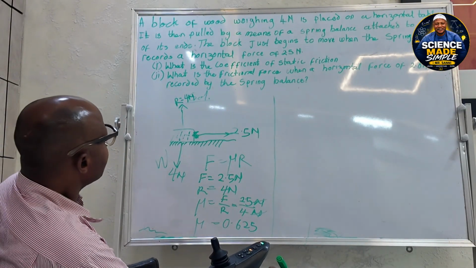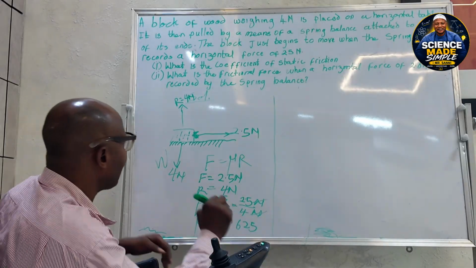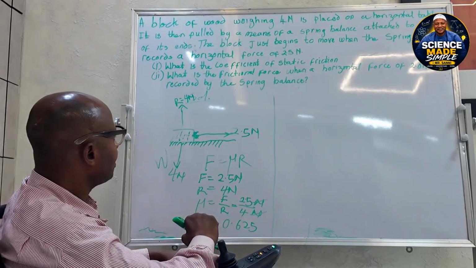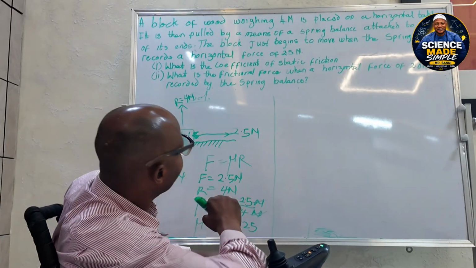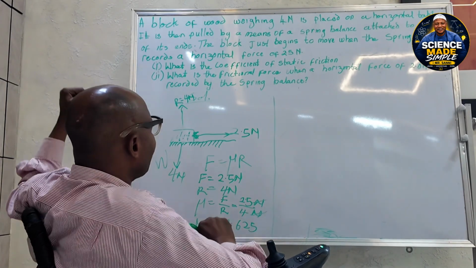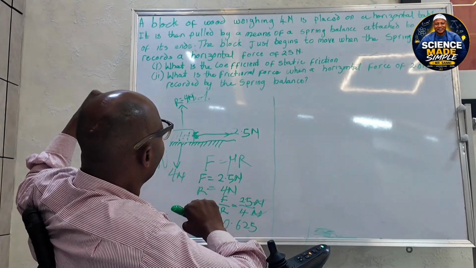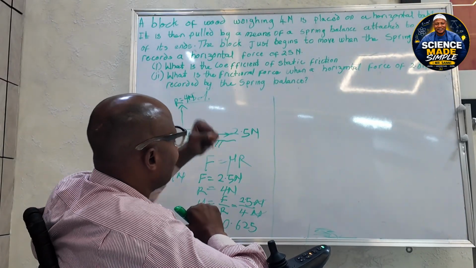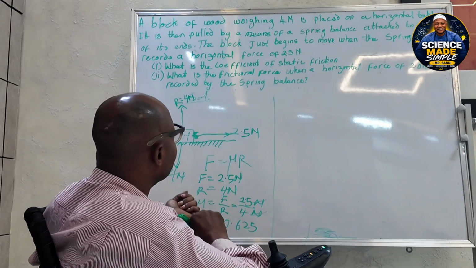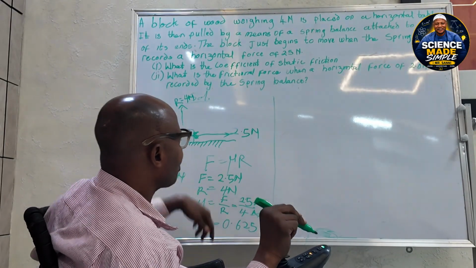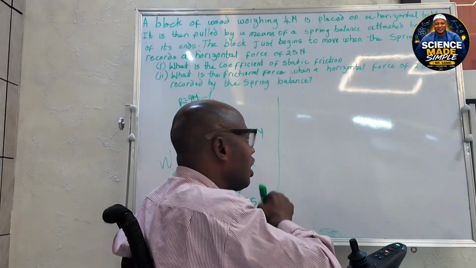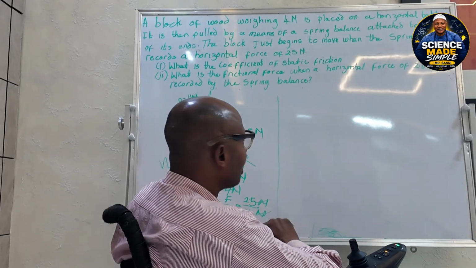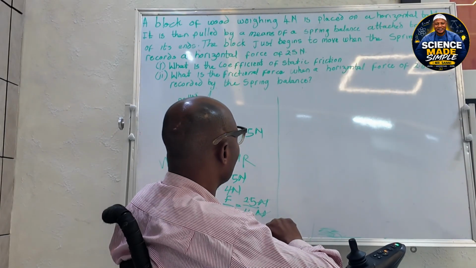It's going to be 0.625. The second question says, what is the frictional force when a horizontal force of 2.0 Newton is recorded by the spring? Don't forget, we are told that the frictional force that the body must overcome before it can move is 2.5 Newton. With the horizontal force of 2.0 Newton, there can never be any movement. It requires 2.5 Newton for the body to move.